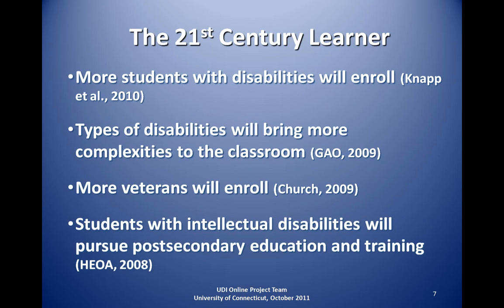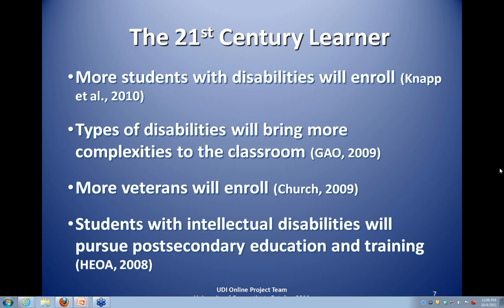Also, it's anticipated that more students with disabilities will enroll, which actually we are already seeing in the Department of Ed statistics. And those students will come to us with different types of disabilities than we've seen in the past, adding more complexities to the classroom. Also, more veterans are enrolling in college, and many of them have been diagnosed with TBI, traumatic brain injury, or PTSD. And students with intellectual disabilities will be pursuing post-secondary education and training.